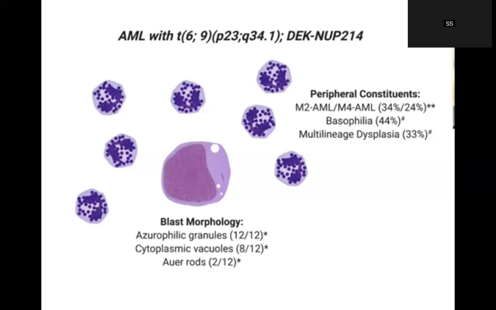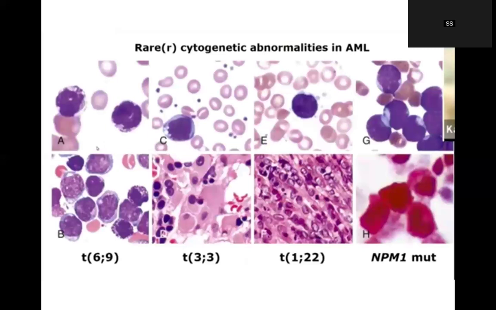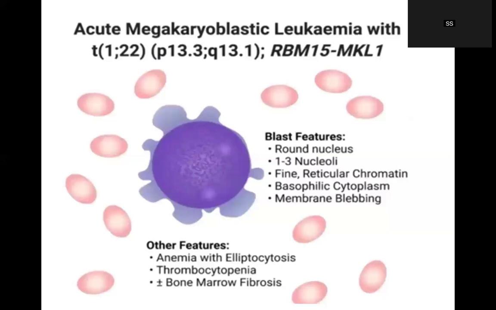So in that, next slide, sir. Translocation 6;9, I've already explained. And now coming to translocation 1;22. This is nothing but acute megakaryoblastic leukemia, which is encoding translocation of 1;22 with RBM15-MKL1. Next slide, sir. So here in the peripheral smear, even in the bone marrow, you can see the blast features as large round blasts with a round nucleus and 1 to 3 nucleoli, which has a fine reticular chromatin and basophilic cytoplasm with membrane blebbing or pseudopods in the cytoplasm.